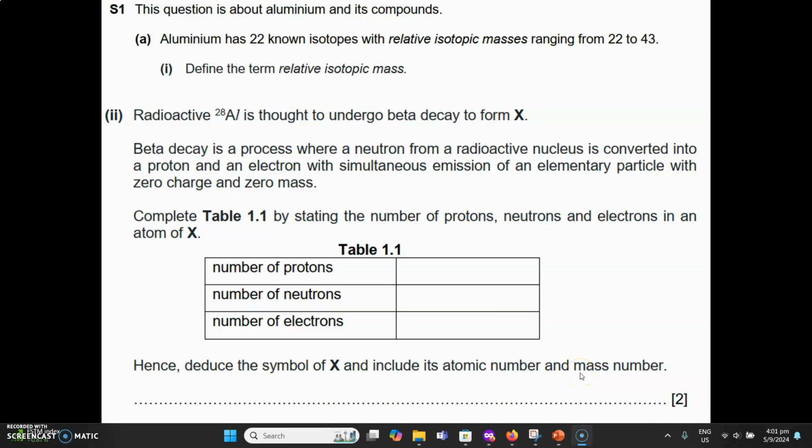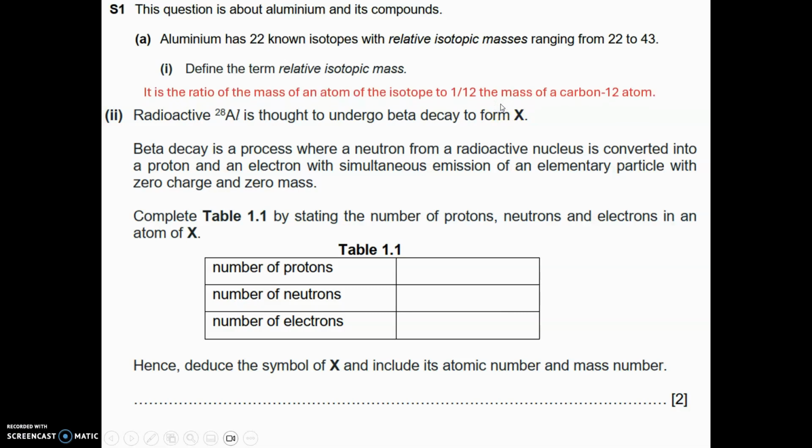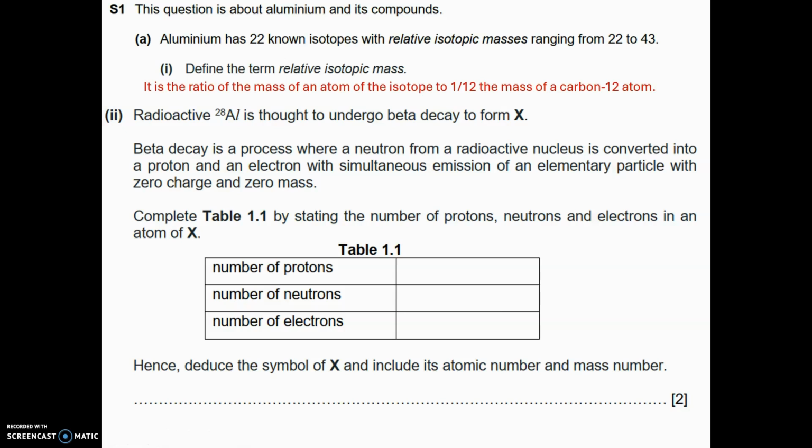Hi everyone, this video serves to go through the 2023 H2 Chem Promo Exam Paper 2, and we are starting with a definition question, which is to define the term relative isotopic mass. It is the ratio of the mass of an atom, of the isotope, to 1/12 the mass of a carbon-12 atom. If you put in the effort to memorize this, it should be an easy mark to score.